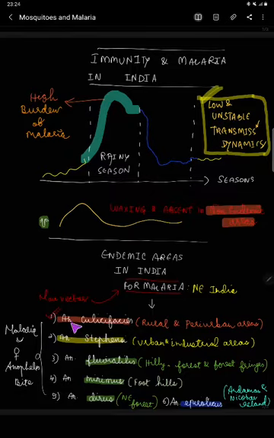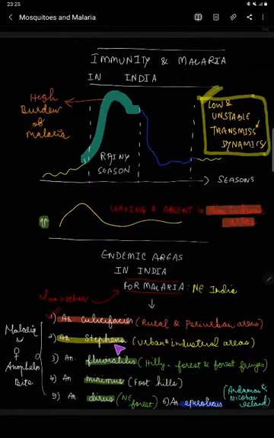Now coming to the vectors. The main vector is Anopheles culicifaces. This culicifaces is going to transmit in rural and peri-urban areas. How to remember: culicifaces, in the ponds and puddles they breed, like culicifaces. So it is rural and peri-urban area, where there are ponds and puddles.